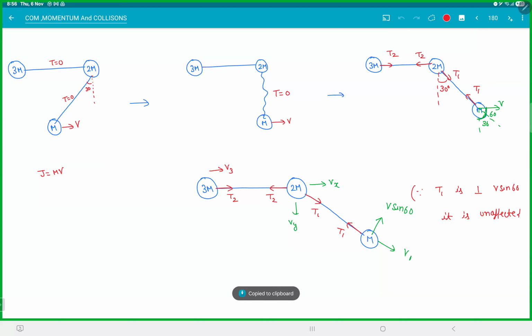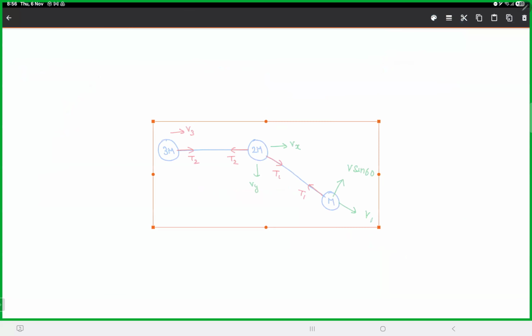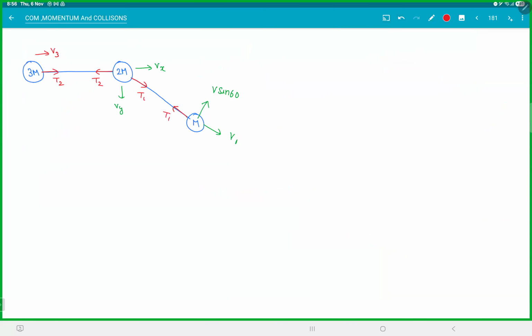So how many variables are there? V1, V3, Vx, Vy. So we have 4 unknowns. So I need 4 equations. If I get my 4 equations, my job's done. So first equation here. So impulse due to T2. So the integral of T2 dt, force into time, must be change in momentum, which is 3m into V3. Now, if that integral is scaring you, you can just put something called J2, which is nothing but impulse due to T2. So J2 is impulse due to tension. What is impulse? Force into time, change in momentum. Right? So J2 is 3m V3.